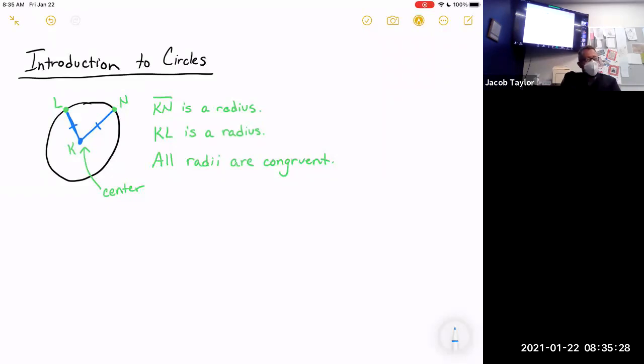Radii, RADII, is the plural of radius, which is pretty disappointing because radii is a fun word, but radiuses would be way more interesting to me. So all radii are congruent. The symbolic way of writing that is that we could say KN is congruent to KL.